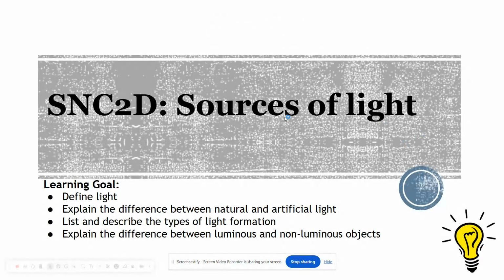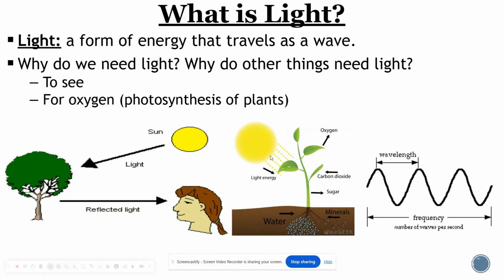In this video, we're going to learn about sources of light. This is the first lesson in the optics unit. First, we'll start off by defining what light is. So light is a form of energy, and it's a form of energy that travels as a wave specifically. We can see a picture of a wave over here, and we'll analyze the details of waves in another lesson. But for now, just understand that this is what a wave looks like over here.